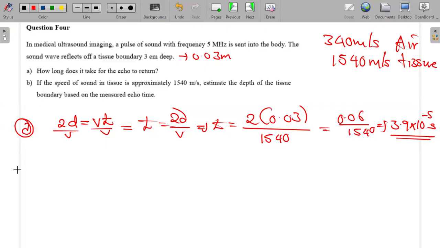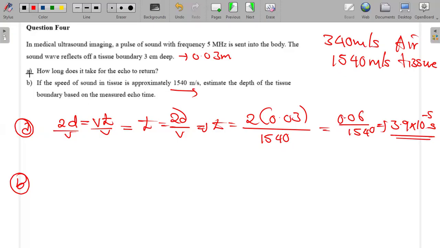This is part A. Part B is saying if the speed of sound in tissue is approximately, oh, they've already given us this one. If the speed of sound in tissue is 1540 meters per second, estimate the depth of the tissue boundary based on the measured echo time. What are they saying? Estimate the depth of the tissue boundary based on the measured echo time. So how are we going to answer question B?